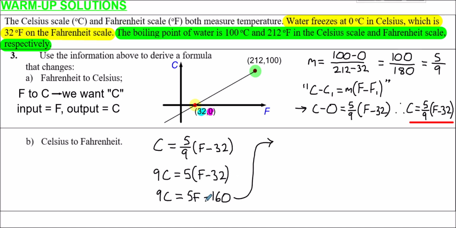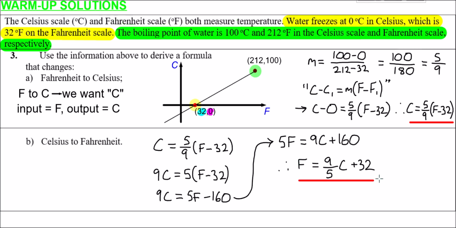Next, we can add 160 to both sides. So write the 5F first, so we get 5F equals 9C plus 160. Therefore, if we divide through both sides by 5, we get that F must be 9/5 C plus 160 divided by 5, which happens to be exactly 32. So we've therefore generated the formulae which change from Celsius to Fahrenheit and from Fahrenheit to Celsius.